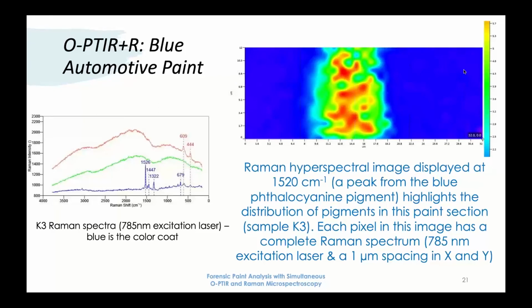Another thing that O-PTIR plus Raman is able to do is look at hyperspectral imaging. Now, this shows a Raman hyperspectral image displayed at the 1520 peak, and you can see that it was chosen because it has a very high Raman intensity at the 1526. And what this enables you to see is the distribution of pigments in this paint section. Although that's not currently utilized for comparison, in the future it might be a very good way to distinguish paints with similar chemistry from each other.